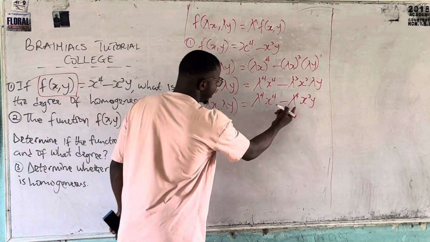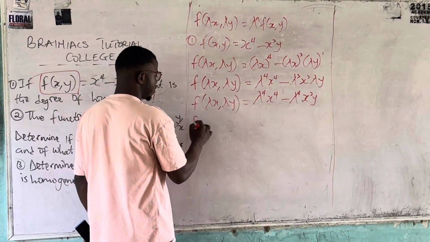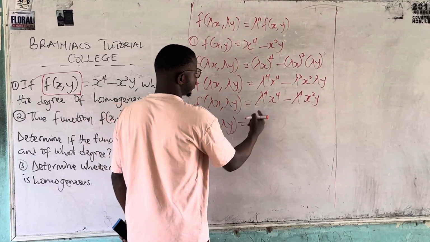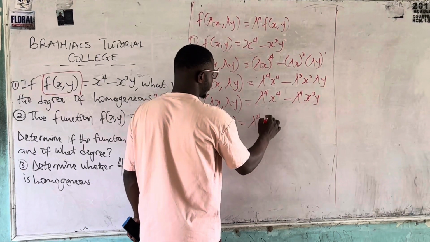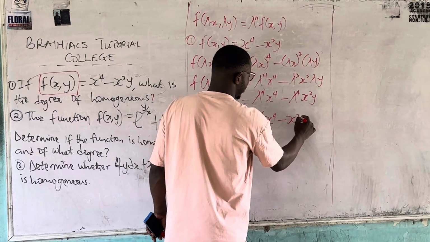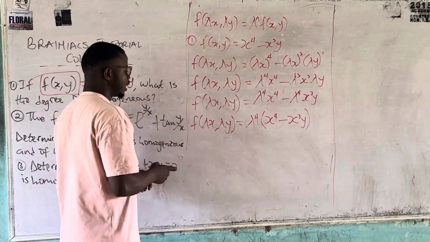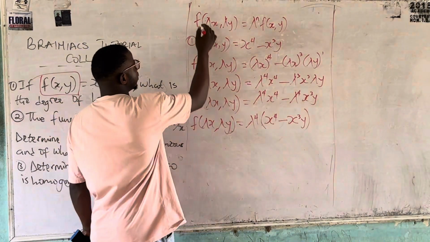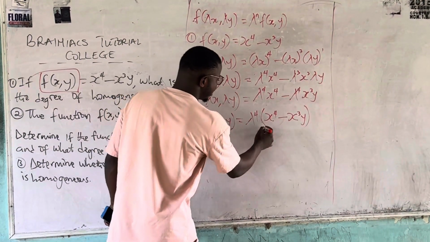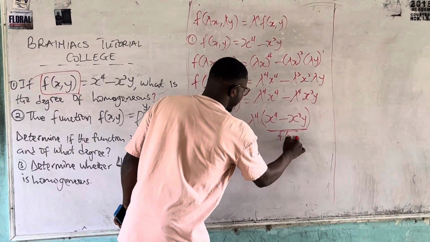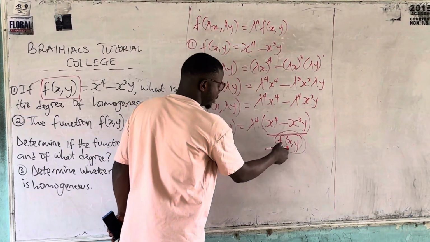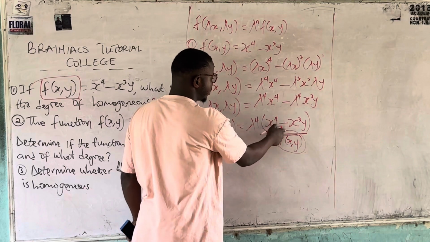And again, something is common here and here, which is lambda raised to power 4. So this implies that f of lambda x comma lambda y is equal to lambda raised to power 4, which is common here, so we factor it out. Here we have x raised to power 4 left, minus x cubed y. So now if you take a look at it, let's compare what we have here with the condition that we have above. If you take a look at it very well, this is the function given, f of x comma y, that is x raised to power 4 minus x cubed y.